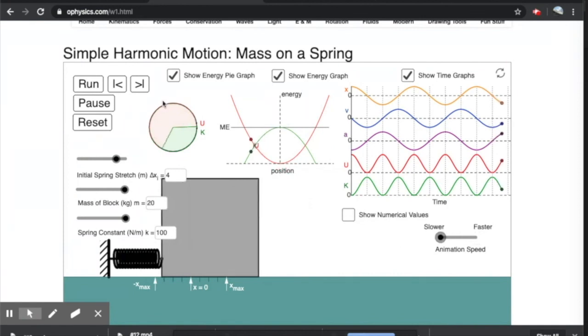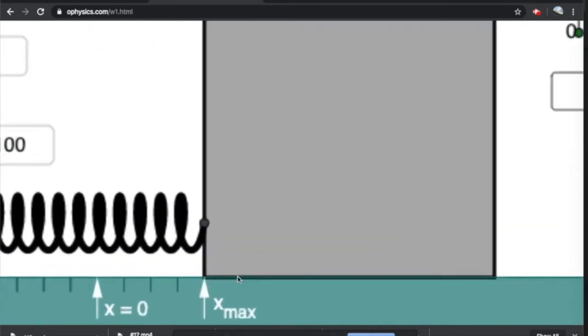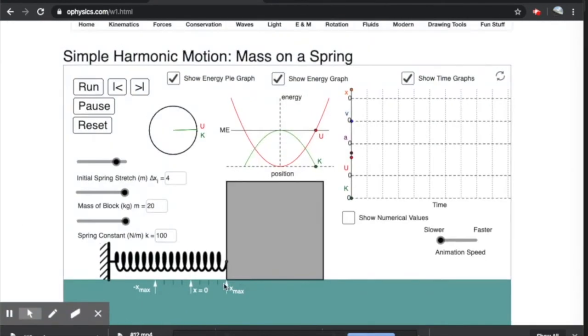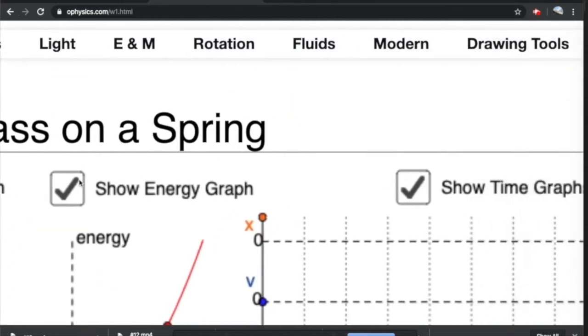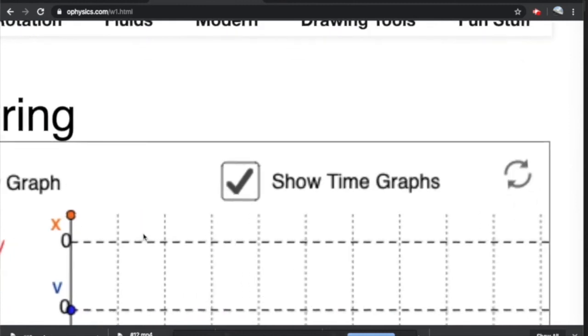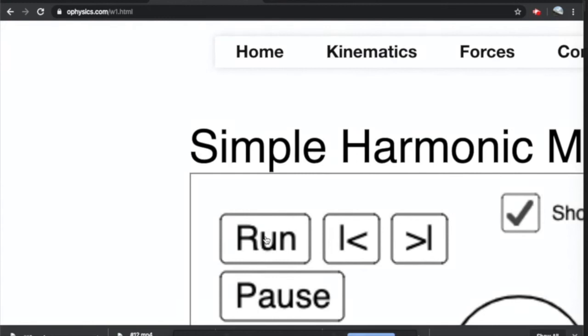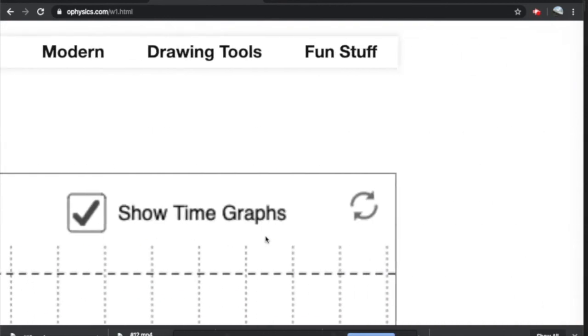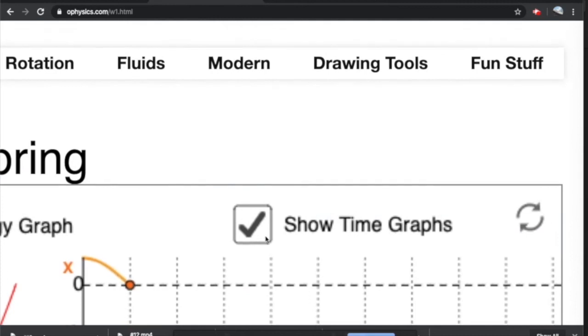I'd like to make this go slow again, reset it, and talk about some of the interesting patterns here. Now first, this thing starts at its maximum positive displacement. So it should not be much of a surprise to anybody what this position versus time graph is going to look like when we set this thing going. I'm going to hit run. It's starting at its maximum displacement, and so sure enough, we would expect this graph to be a cosine. It's starting at the maximum positive position, so the graph is a positive cosine.